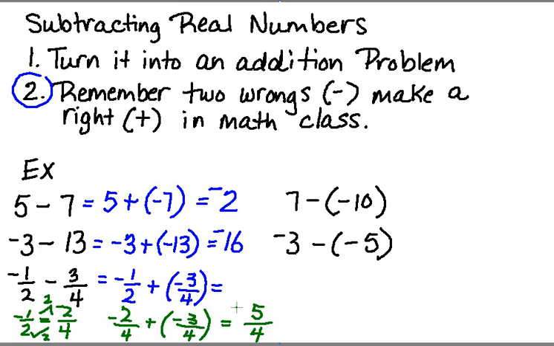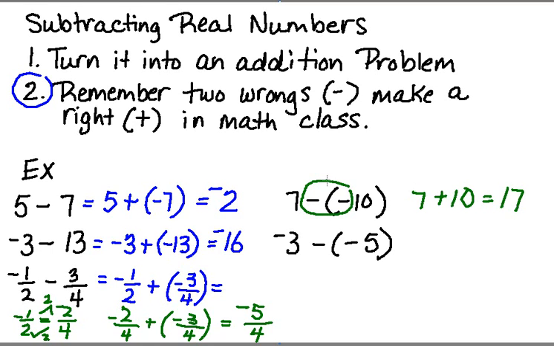The only other rule that we must apply for subtracting real numbers is that when we have two negative signs, we need to turn that into a positive. Here is what I'm talking about. Notice that I have two negative signs right next to each other, so I can rewrite this as 7 plus 10. And we all know that positive 7 plus positive 10 is going to yield a positive 17.